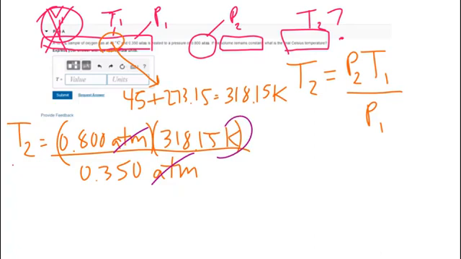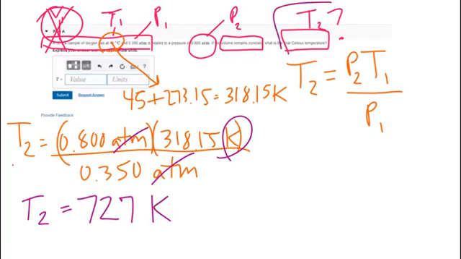Atmosphere is atmosphere, so I'm going to be left with Kelvin. So 0.8 times 318.15 divided by 350. So my second temperature should be 727 Kelvin, which is great.